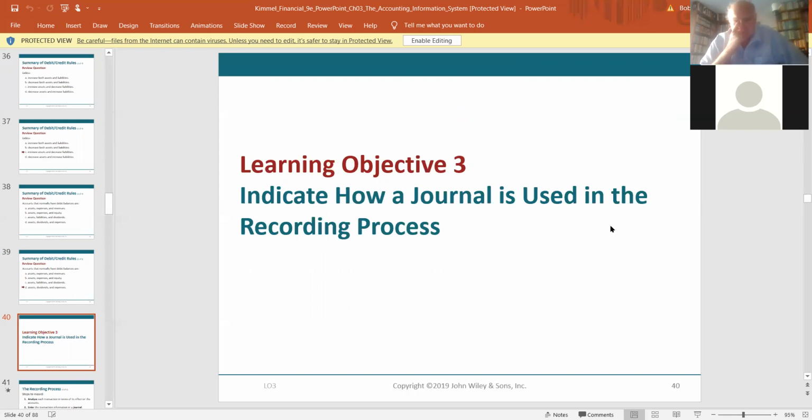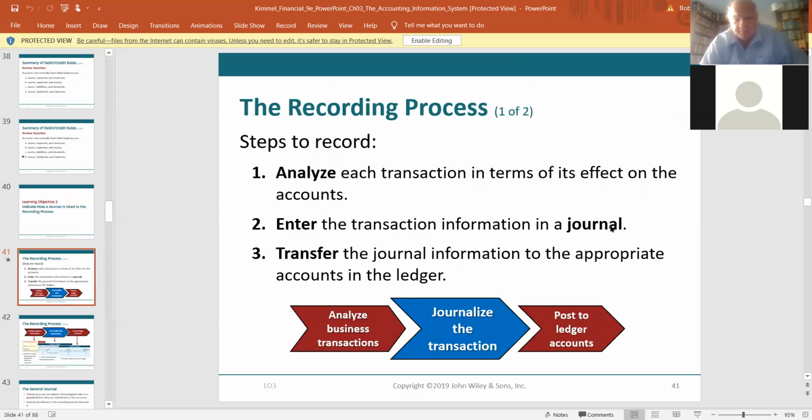Indicate how a journal is used. We are going to use what's called a journal entry to record the activity into our financial statements. So now we're up to the next arrow here, the blue arrow. Analyze each transaction in terms of the effect on the accounts, enter the transaction in a journal, and transfer the journal information to the appropriate accounts.